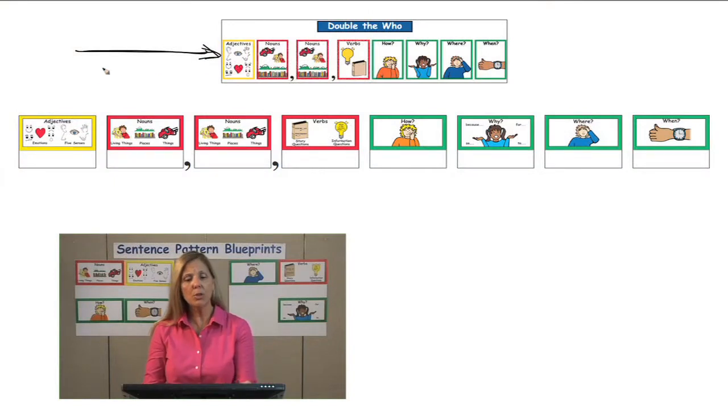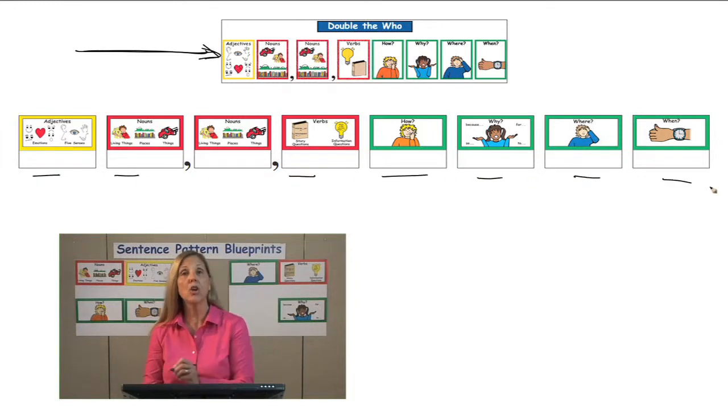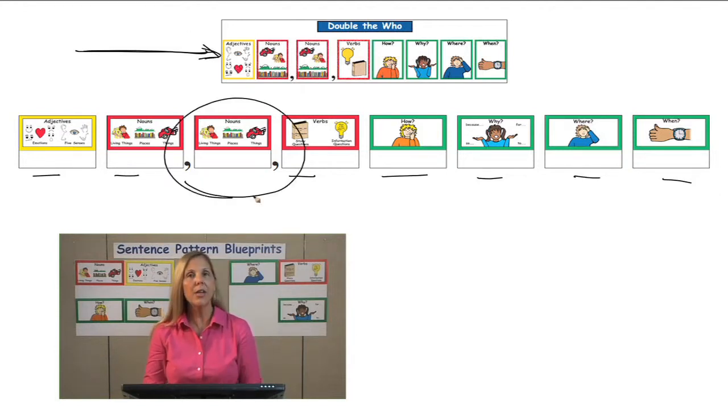We already know most of the parts of this sentence because this sentence has an adjective, noun, verb, how, why, where, when cards. That's the same as our traveler. Notice another noun card with a comma before and after that card. We are taking our traveler sentence pattern and we're going to add one more item to it, and that's called an appositive.